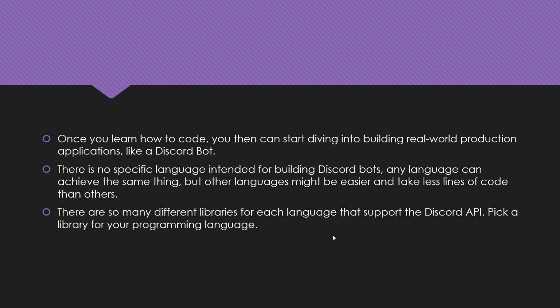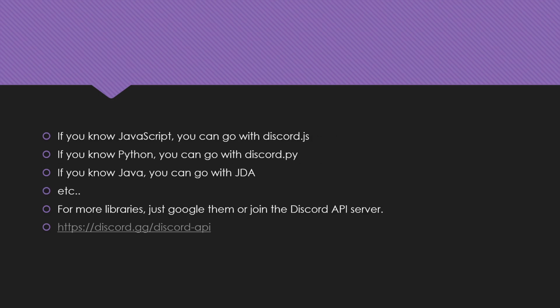Cool. So again, once you learn how to code, you can start diving into building real-world applications like a Discord bot or a web server or whatever. And again, there's no specific language intended for building Discord bots. Any language can achieve the same thing. Certain languages might be easier, of course, and other languages might take a lot more lines of code to do one thing. And there are different libraries for different languages. You just gotta do some Googling, do some research, or go on the Discord API server and ask. Okay?